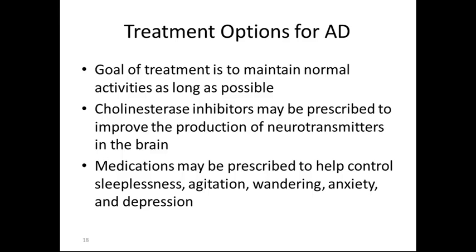Treatment options for Alzheimer's disease. The goal for treatment is to maintain normal activities as long as possible. There is no cure. Cholinesterase inhibitors may be prescribed to improve the production of neurotransmitters in the brain. Medications may be prescribed to help control sleeplessness, agitation, wandering, anxiety, and also depression. Some common medications for Alzheimer's disease that are often prescribed are donepezil and Namenda.